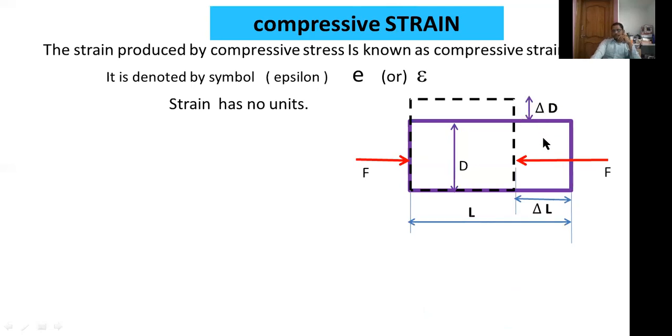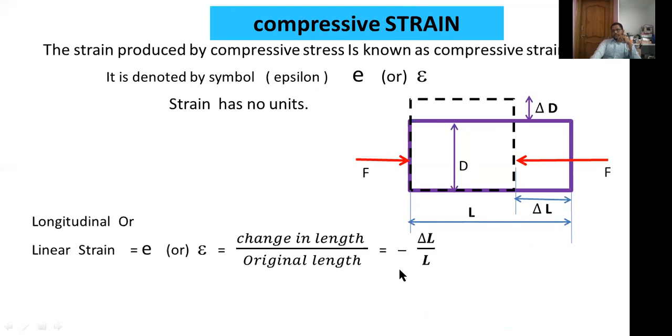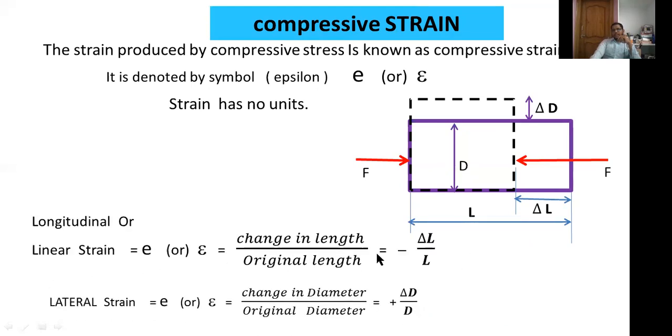Here the diameter of the component increases, so you have to consider positive sign for lateral strain, and the length of the component decreases, so you have to consider negative sign for linear strain. Okay, here the linear strain is equal to negative because the length of the component decreases. Here lateral strain is positive, positive delta D by D. Here the diameter of the component increases, so that's why you have to consider positive sign.